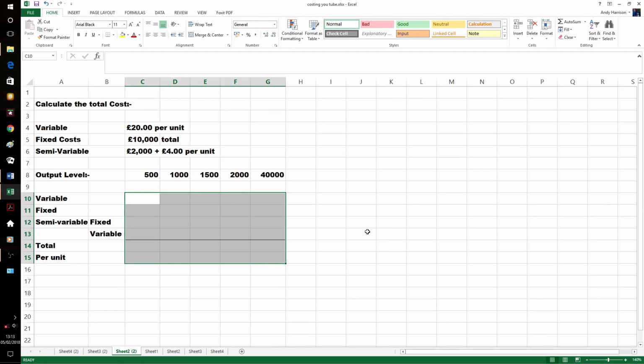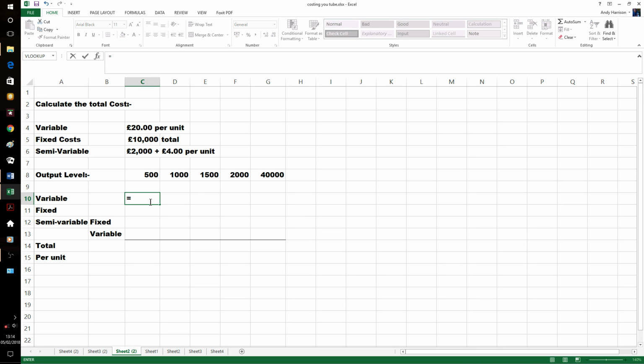So let's do some calculations on it then. So we have a variable cost of £20 per unit, fixed cost 10,000, and a semi-variable, that's the fixed bit, that's the variable bit. So if we start adding this in, we can do variable cost will be the output level times our variable cost of 20. Our fixed, no need to use a formula for that because it's always going to be 10,000. And the fixed part of the semi-variable is going to stay the same.